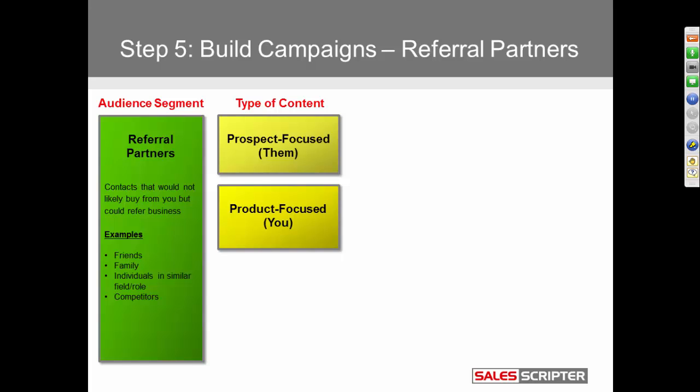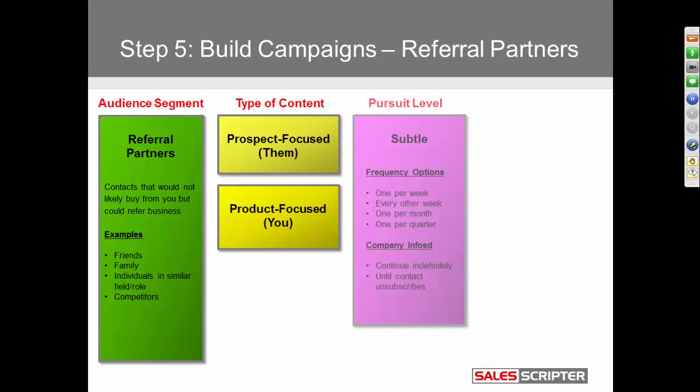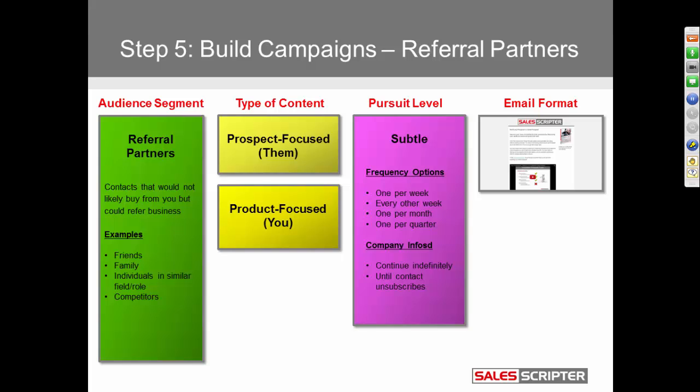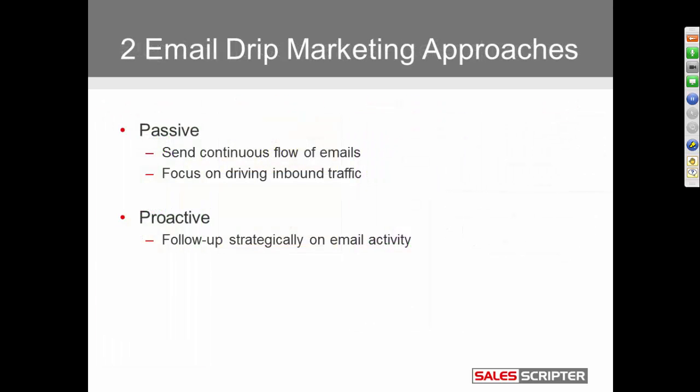We can send them both types of information: the helpful information, and also some information about us. The pursuit level is going to be subtle, so we might hit this list up once a month. That's up to you, and then we can use that more formal HTML format of the email. So that's how you can build your email drip campaigns and put all those different pieces together.